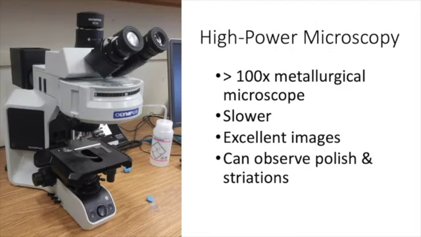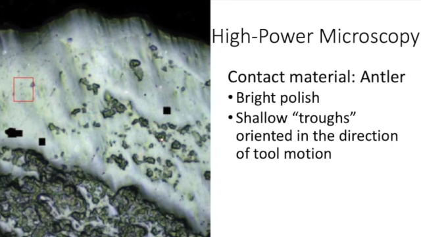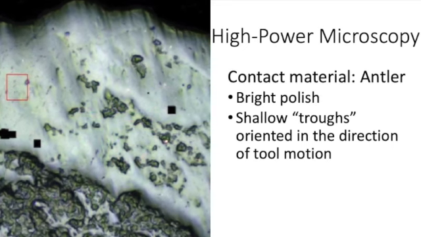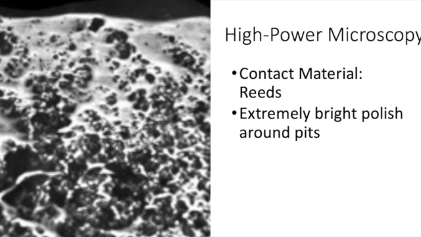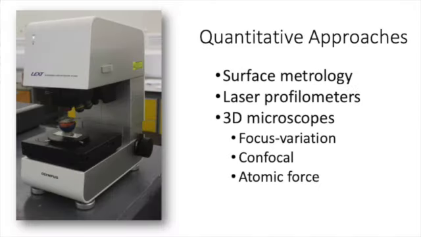For that, we need the kind of imagery we can get with a high-power metallurgical microscope. It takes longer to assess each specimen, but it provides good images of polish and striations. Here, for example, you can see the kind of polish that occurs when the contact material is antler. This polish comes from using a flint sickle to cut through reeds. However, a downside of both low and high power microscopy is that they require subjective assessments of the wear and polish that can be seen in the image.